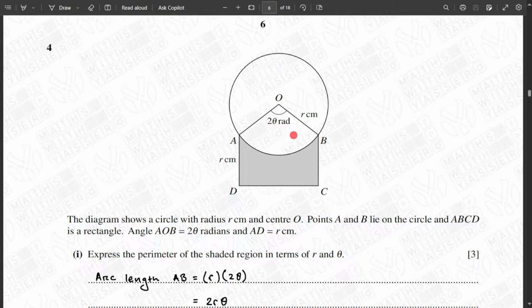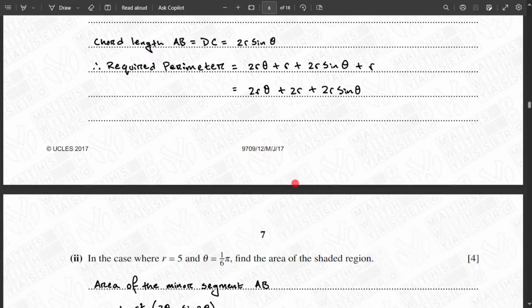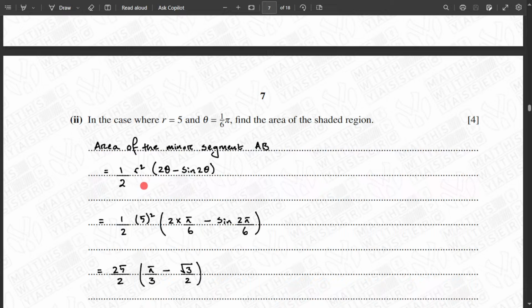So in order to find the area of the shaded region, we can take away the area of the minor segment AB from the area of the rectangle, and we will be left with the area of the shaded region. So the area of the minor segment is half r squared times (theta minus sine theta), where r is r and theta is 2 theta minus sine 2 theta.